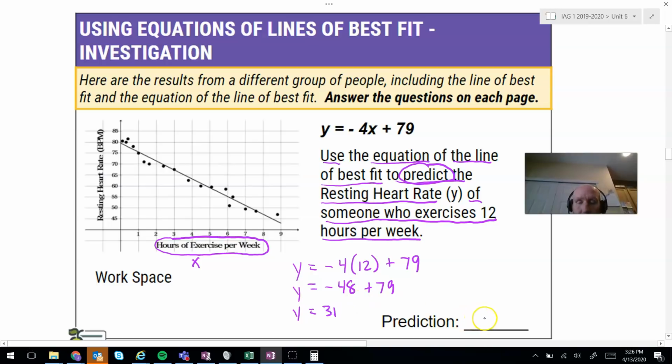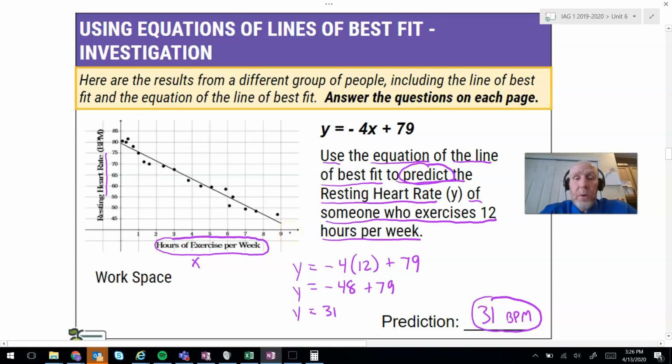So the predicted y heart rate of somebody that exercises 12 hours per week would be 31 beats per minute, which is pretty low. I don't know if this actually holds true, but according to this prediction, this line of best fit, that would happen. So that's one thing you can do with a line of best fit: make predictions.